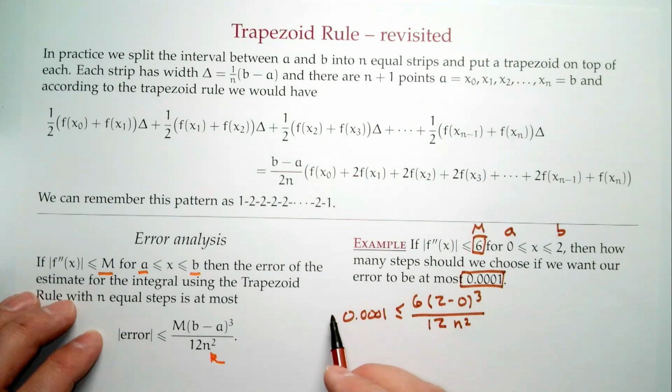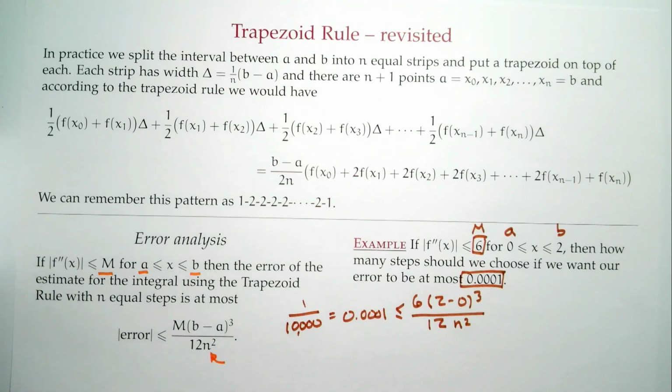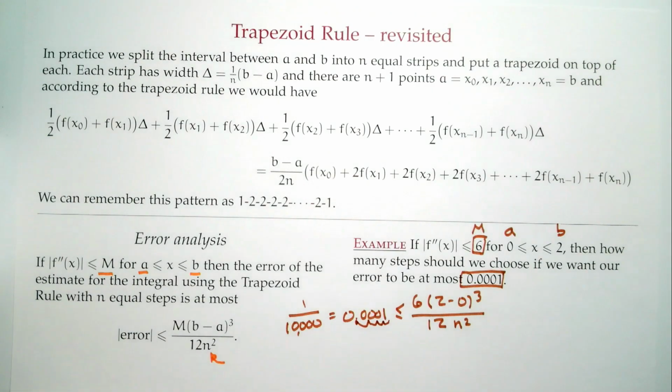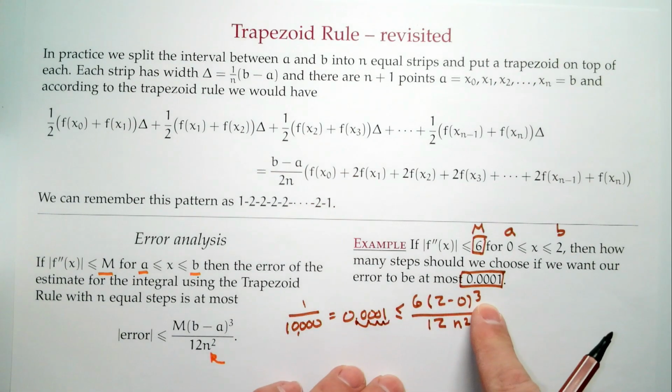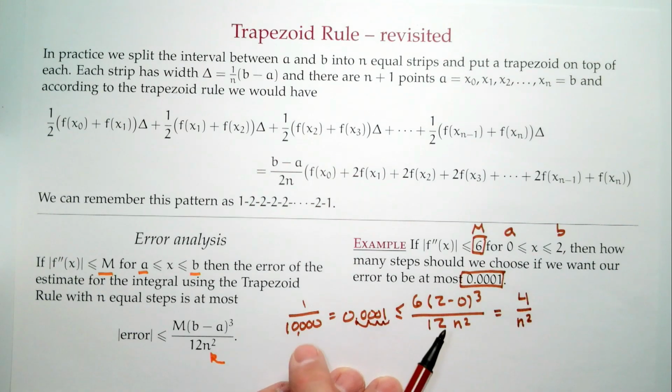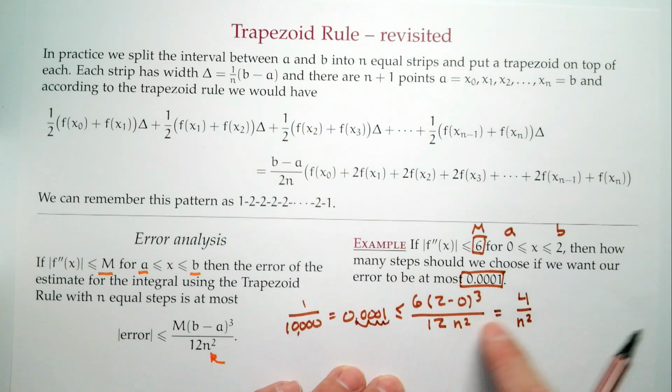0.0001 is another way of writing 1 over 10,000, because there should be 4 zeros. Every 0 you add is moving the decimal point over, and you should move it over 1, 2, 3, 4 times. So that's why it's 10,000. And I'm just using that because I don't have a calculator. So for me, it's easier to work with whole numbers. All right. Let's clean it up. Upstairs, we have 48. Downstairs, we have 12. So 48 over 12 gives us 4. So we have 1 over 10,000 is less than or equal to 4 over n squared.